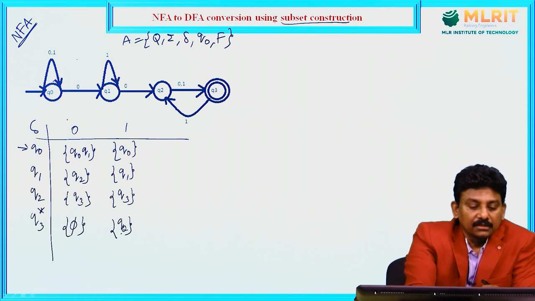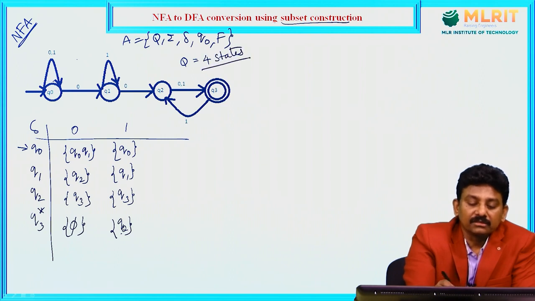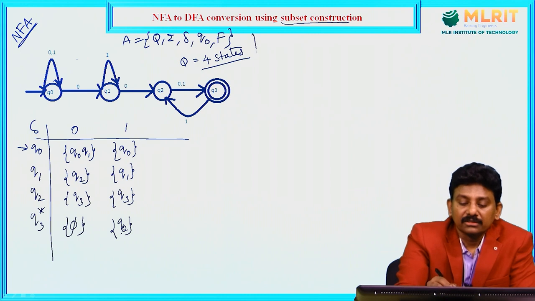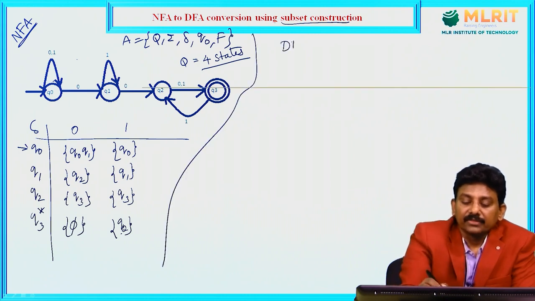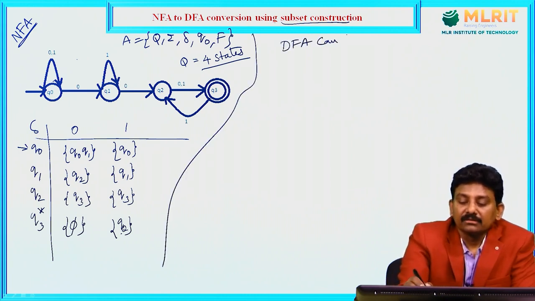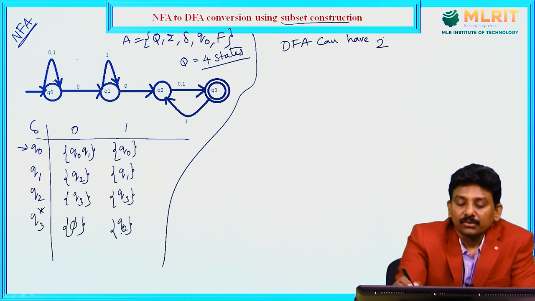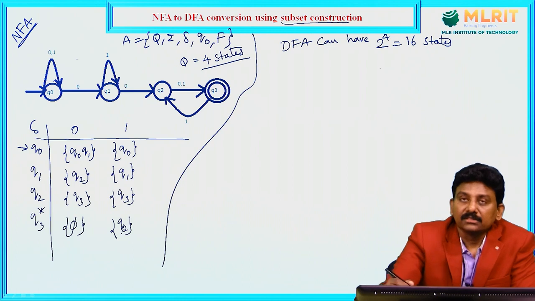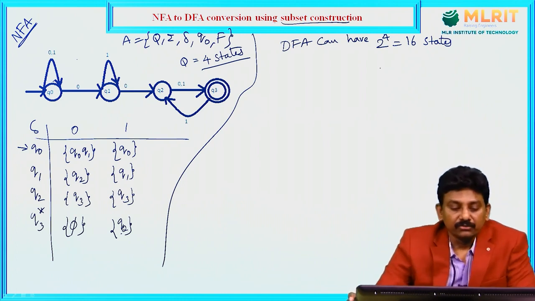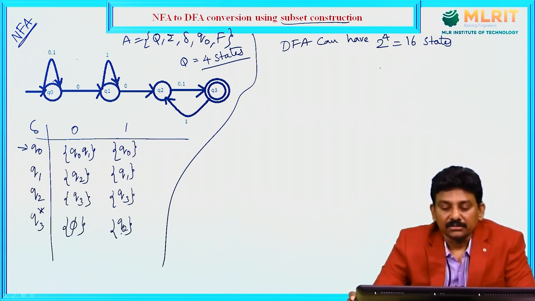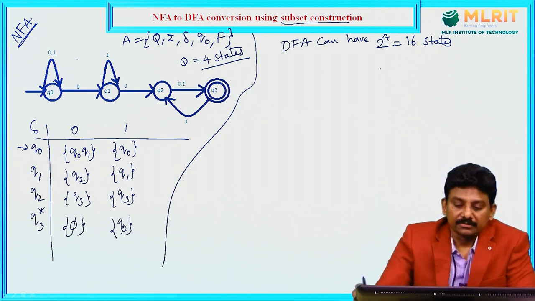So here total 4 states are given in NFA. Q having 4 states. The set of states in NFA is 4 states. In the equivalent DFA, we can have 2 power 4, that is 16 states. But no need to find all 16 states. We will consider only accessible states from the initial state Q0.